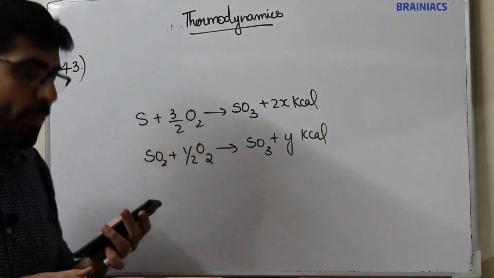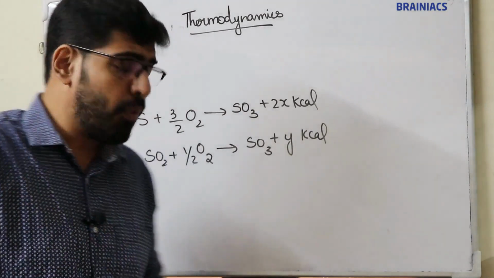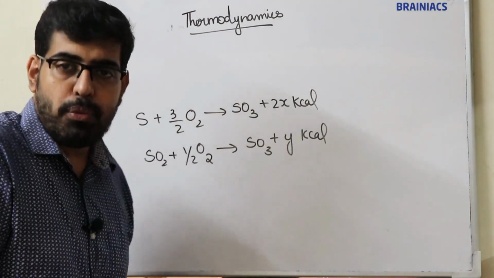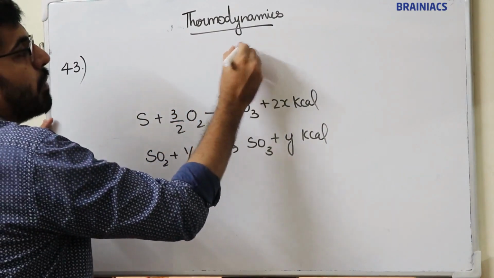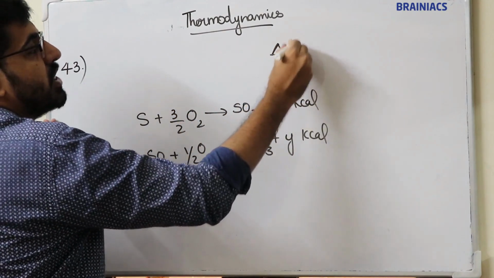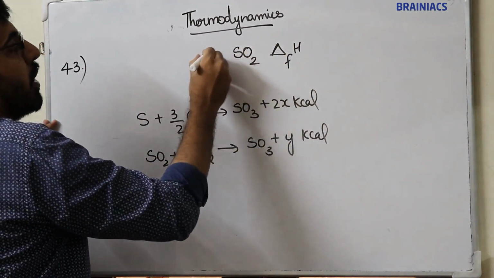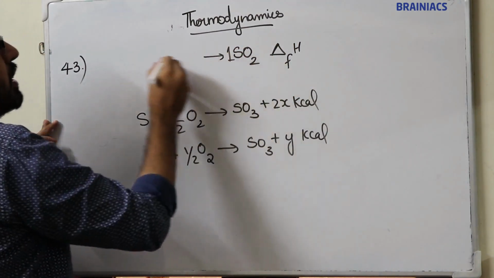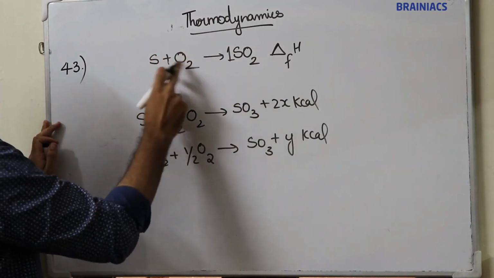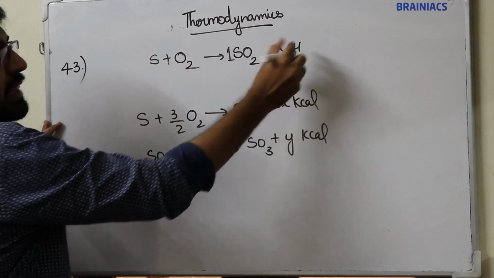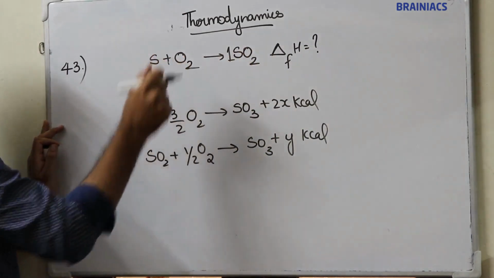The heat of formation of SO2 is, we have to calculate the enthalpy of formation of SO2. What is enthalpy of formation? It is the enthalpy change occurring when 1 mole of SO2 is formed from its constituent elements, sulfur and oxygen, right? S plus O2 giving SO2. So it is the enthalpy change occurring when 1 mole of a compound is formed from its constituent elements.